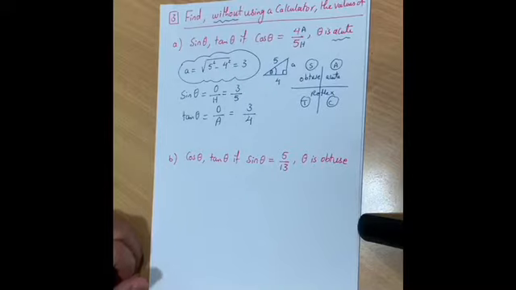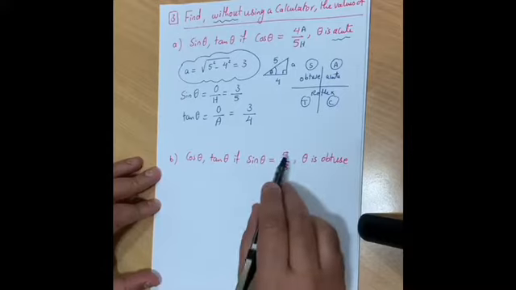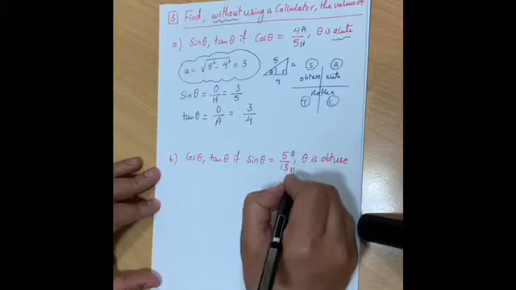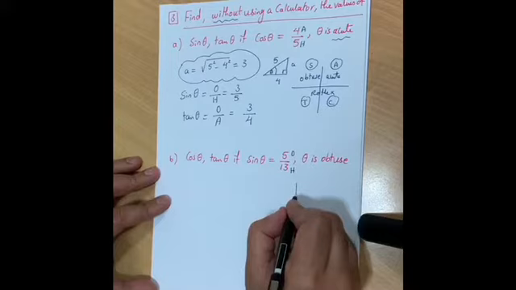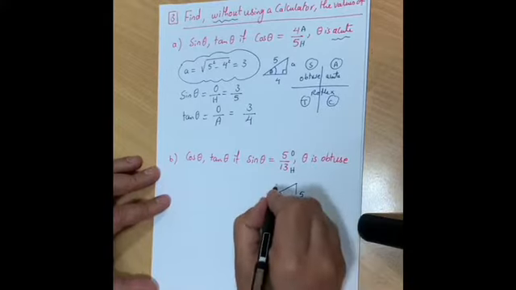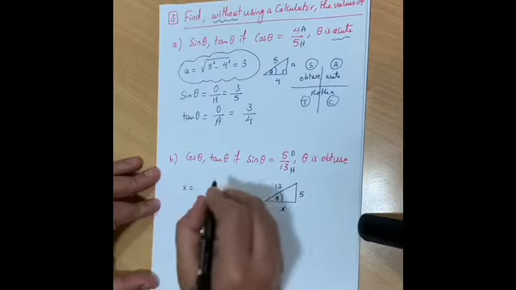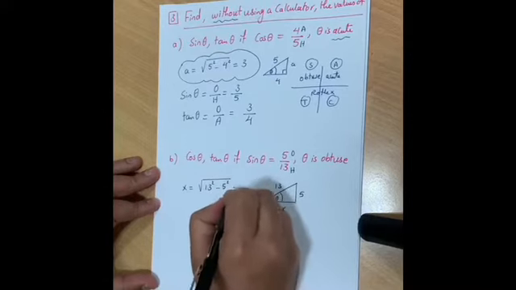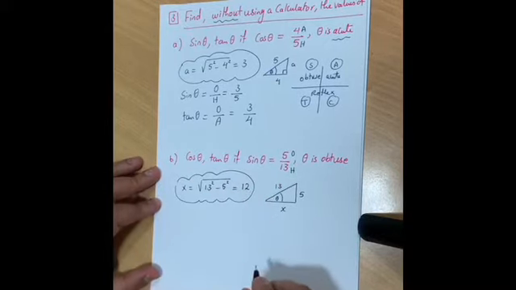Now let's do the same thing with question B. Cosine theta, tan theta, if sine theta is 5 over 13. Sine is O over H. Now we're supposed to find what? The adjacent. So this is the right angle triangle, angle theta, 5 and 13. Let's call the missing side X. So square root of 13 squared minus 5 squared, which is equal to 12. So the adjacent side is 12, using Pythagoras.